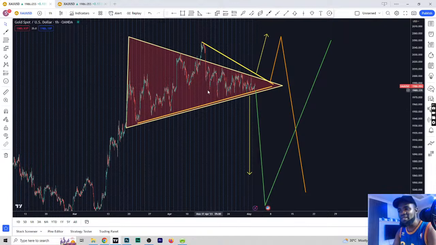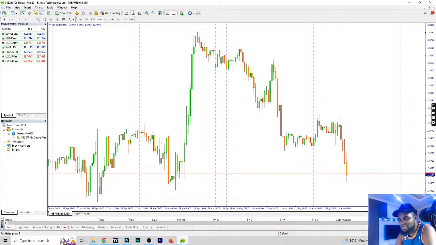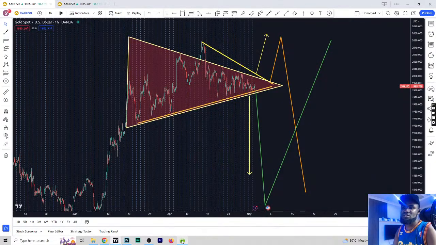So I'll be making analysis like this. Then after making analysis, I'll go to MT4 and trade live with you. I already prepared the account. The account is here. So we will enter live trading. I will deposit 100, and after depositing 100, we will trade live.